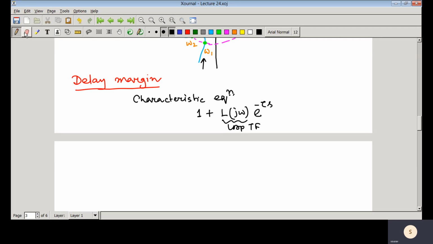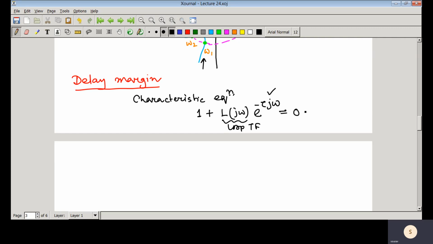So now we are discussing that frequency response, that means s would be j omega, and that one would be equal to 0. So this is that characteristic equation. Whenever there is no delay, this term would not be there. But whenever there is some delay, the characteristic equation would be this one.